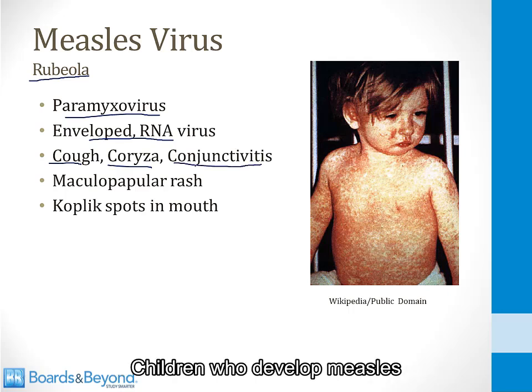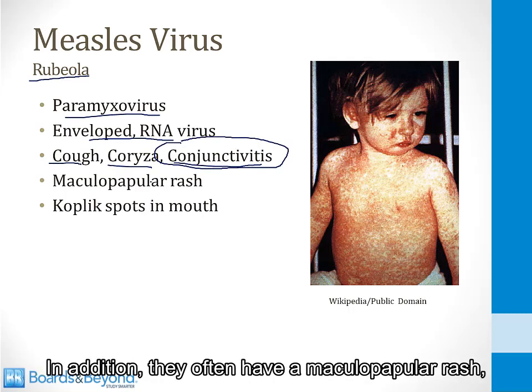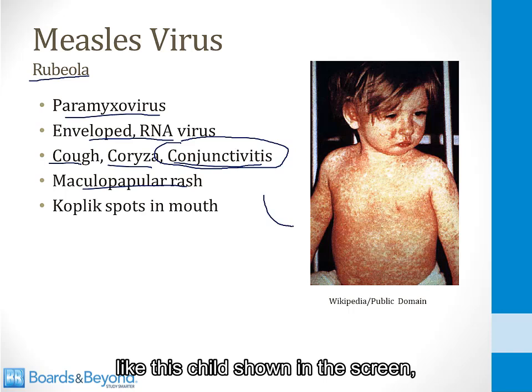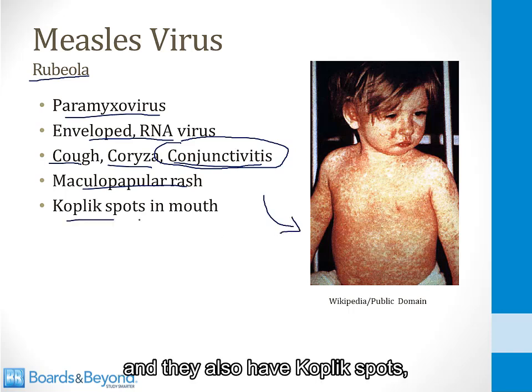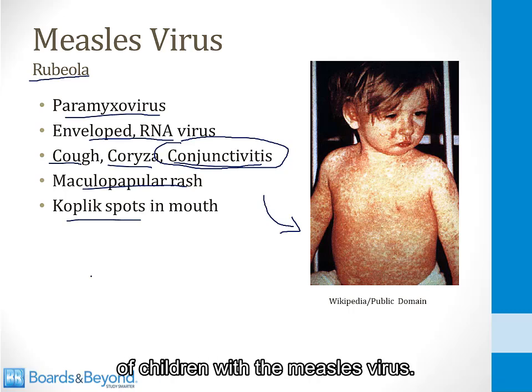Children who develop measles often have injection of their conjunctiva from the virus. In addition, they often have a maculopapular rash, like this child shown on the screen, and they also have Koplik spots, which are characteristic spots you can see in the mouth of children with the measles virus.